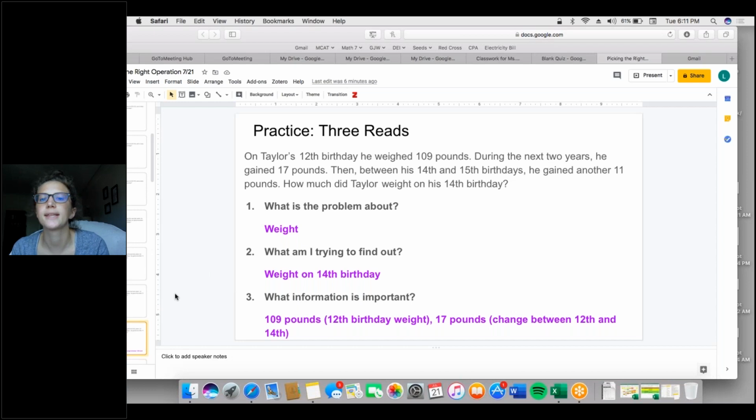The problem keeps going and says what happened between his 14th and 15th birthdays. It said between his 14th and 15th birthday, he gained another 11 pounds. But is that important to us if we only want to know how much he weighed on his 14th birthday?